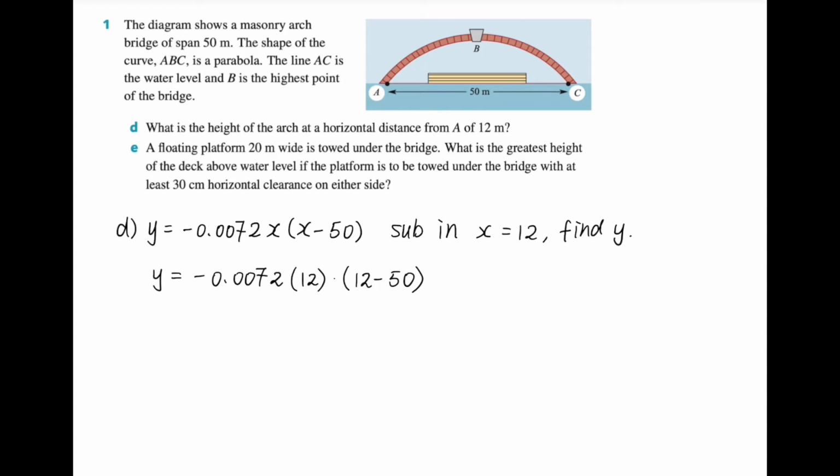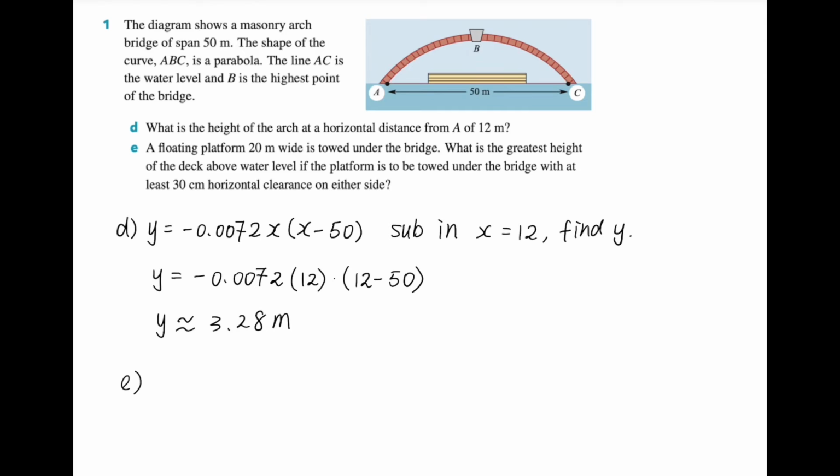This is not too difficult, considering the fact that you can use a calculator in this section. With your calculator, we can find the y value is approximately equal to 3.28 meters. So y is approximately equal to 3.28 meters. This means when the horizontal distance from A is 12 meters, the height of the arch is equal to 3.28 meters.